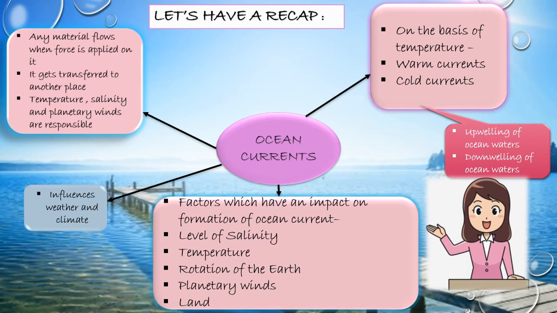We also learned the factors which have an impact on the formation of ocean currents, that is the level of salinity, the salt content in the ocean water, depending upon temperature, rotation of the earth, planetary winds and land. And lastly, we saw the influence of ocean currents on weather and climate. Ocean water is constantly evaporating, increasing the temperature and humidity of the surrounding air to form rain and storms that are then carried by trade winds. In fact, almost all rain that falls on the land starts off in the ocean. Outside of Earth's equatorial areas, weather patterns are largely driven by ocean currents.